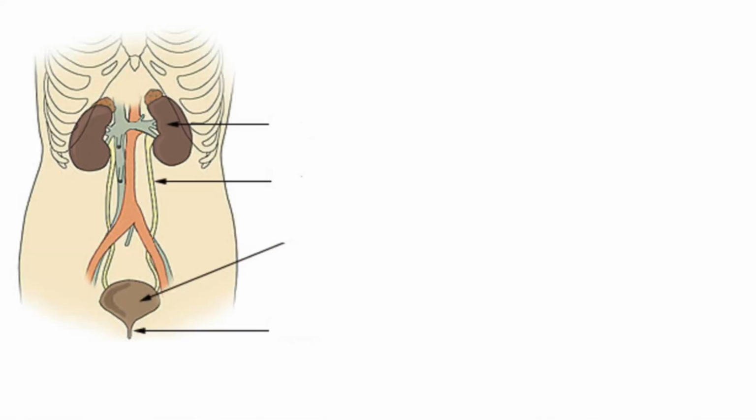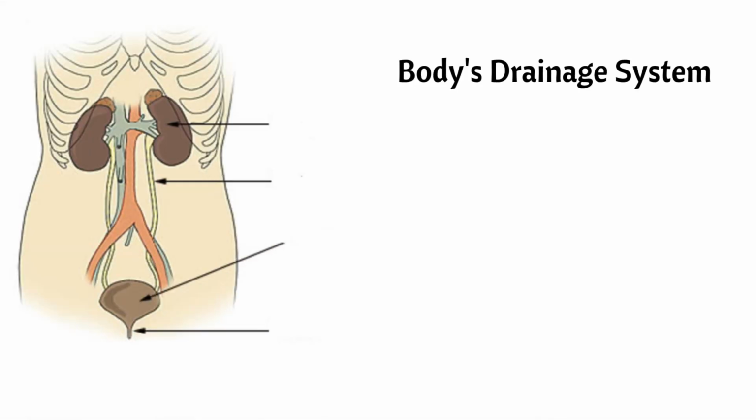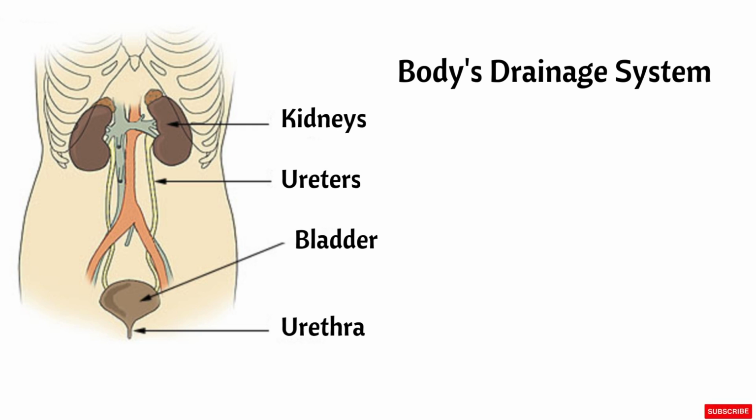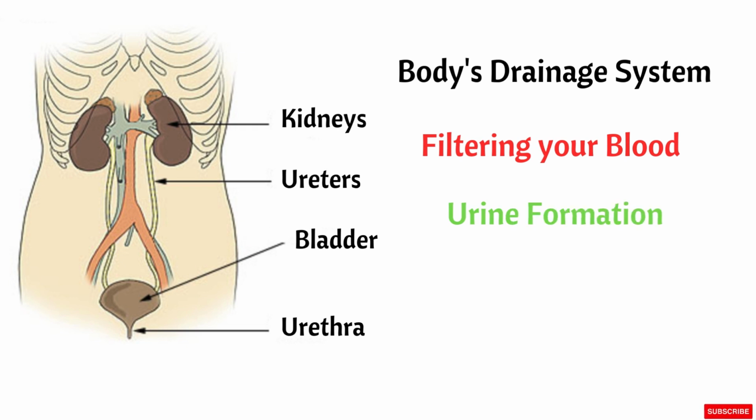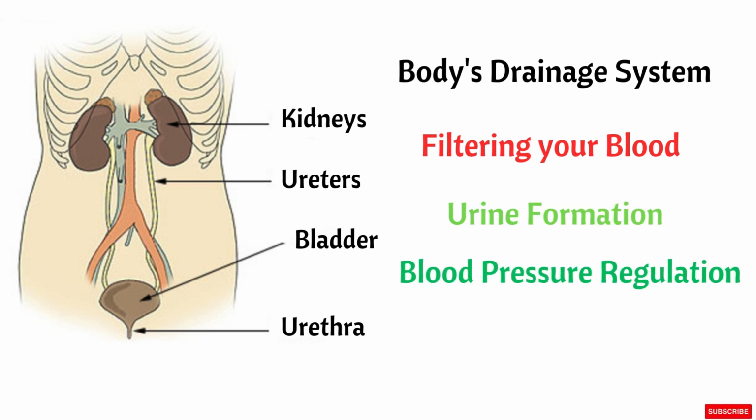The human urinary system is the body's drainage system for removing wastes and extra water. It comprises a pair of kidneys, a pair of ureters, the bladder, and the urethra that perform the basic functions of the body like filtering your blood, urine formation and blood pressure regulation.